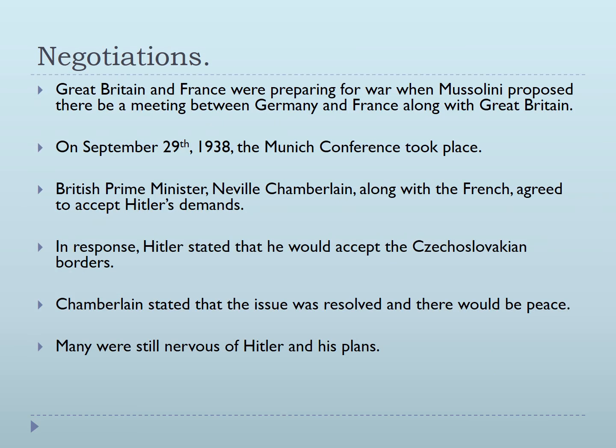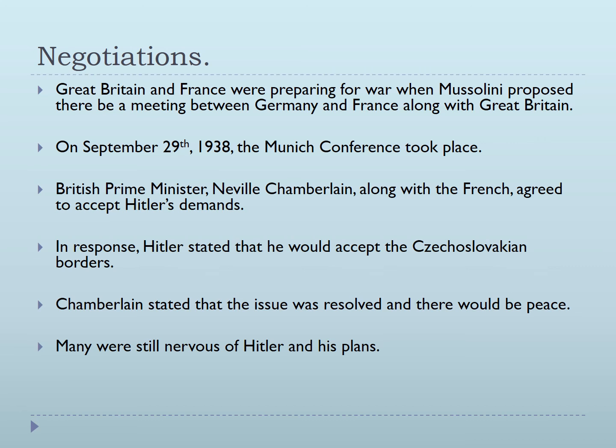So Great Britain and France are pretty much tired of Hitler at this point, right? I think most people are getting tired of Hitler trying to take all this different land and territory. So they begin to prepare for war when Mussolini steps in and says, wait, let's pause for a minute and have a meeting between Germany, France, and Great Britain. So on September 29th, 1938, there's the Munich Conference, okay? It takes place in Germany.